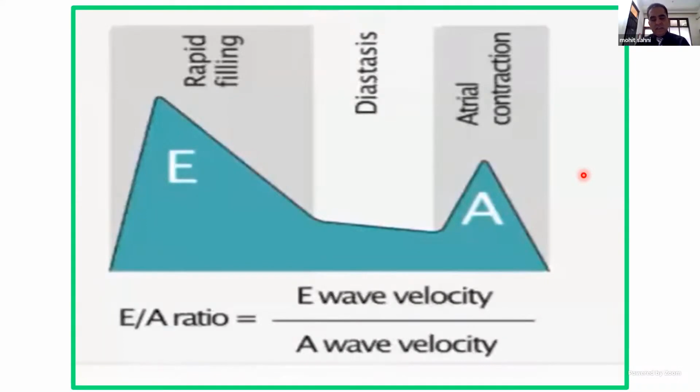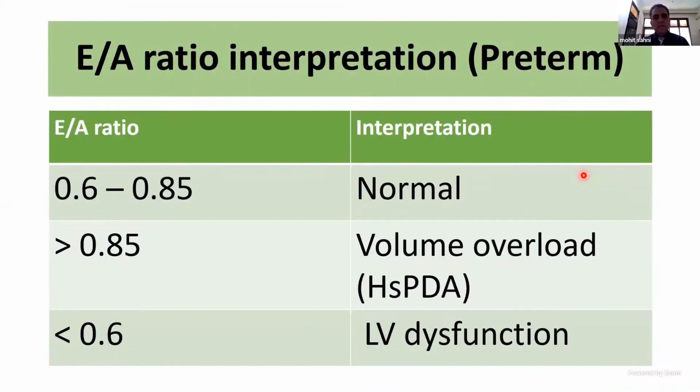So in HSPDA, because of the volume overload of the left side, your E by A ratio, which is normally less than 0.85, is 1 in the preterm. So E by A ratio in preterm babies of 1 means there is volume overload, and hence it can be because of the big duct. This is normal. So if you have a volume overload, more than 0.85, or we normally take it 1, anything which is 1 and above is HSPDA.